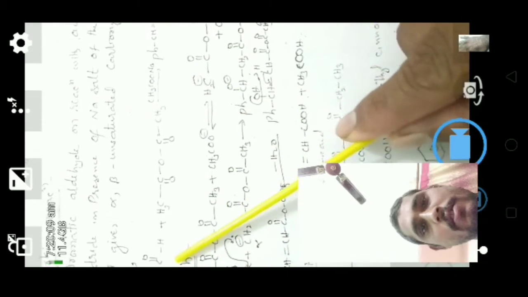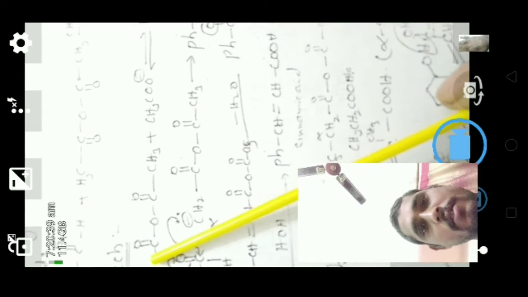Here, an aromatic aldehyde on reaction with an acid anhydride in the presence of the sodium salt of the acid gives alpha beta unsaturated carboxylic acids. Here, when we react benzaldehyde with acetic anhydride in the presence of the sodium salt of a carboxylic acid, it gives alpha beta unsaturated carboxylic acids.